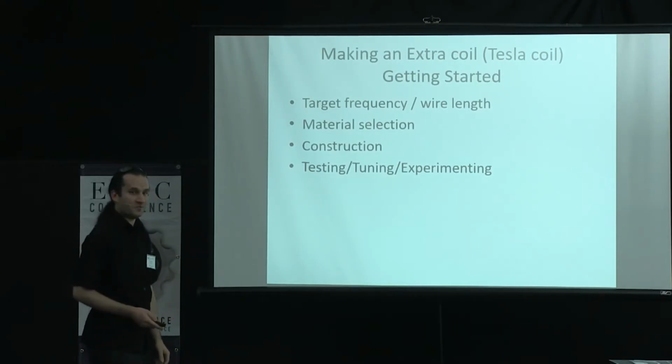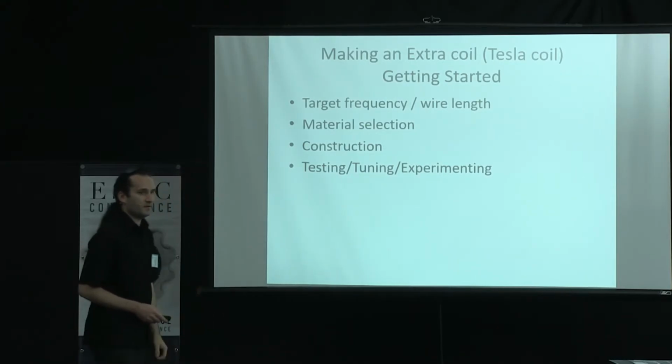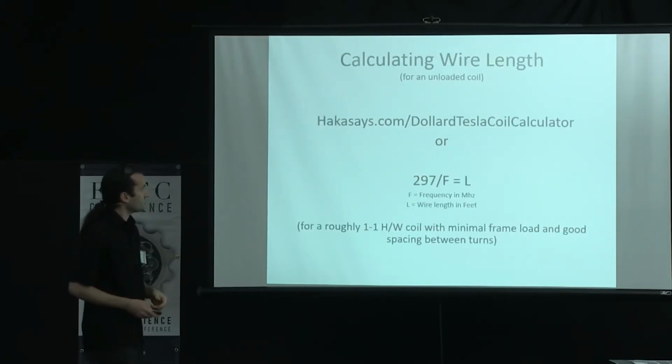So we're all builders, so we need to actually get started and figure out where we're going to go from here. So we need a target frequency, which more or less determines our wire length. Most people are going to be working in the ham radio band, so it's going to be 20 to 150 feet of wire. Material selection, we'll go over that. Physical construction, testing, tuning, and experimenting, what we can actually do with this.